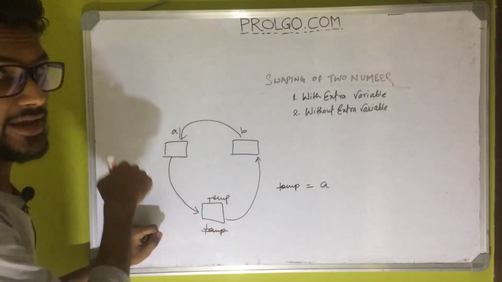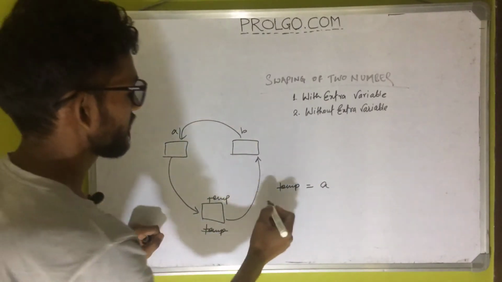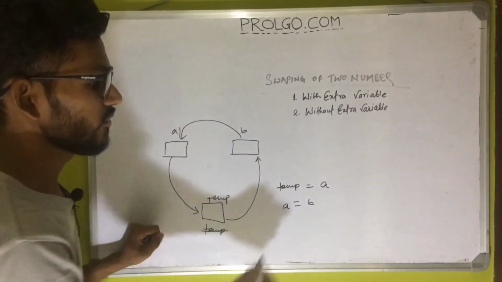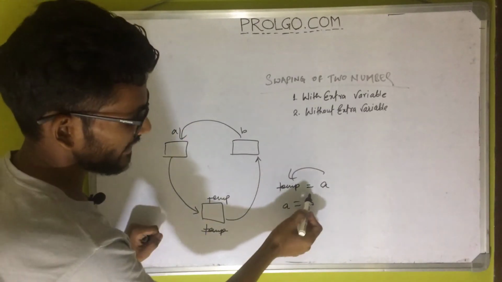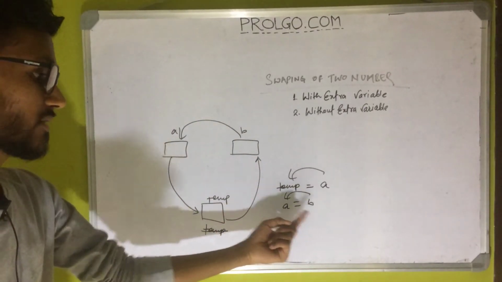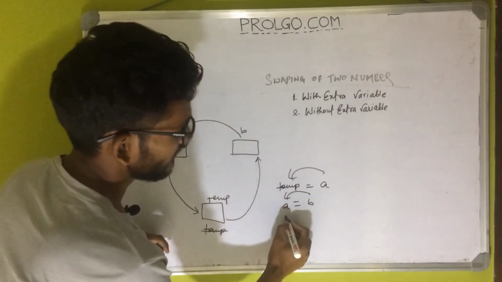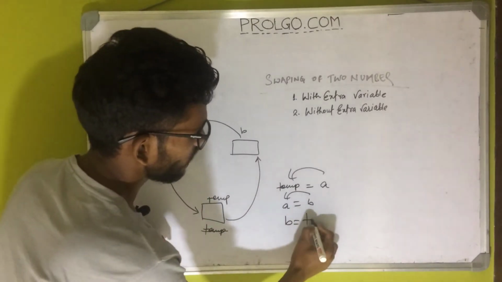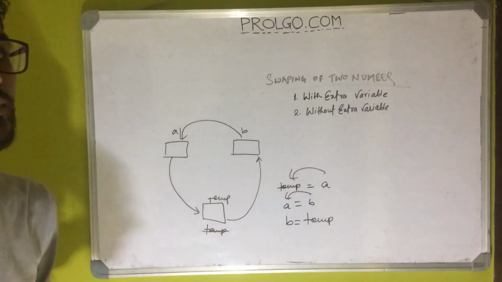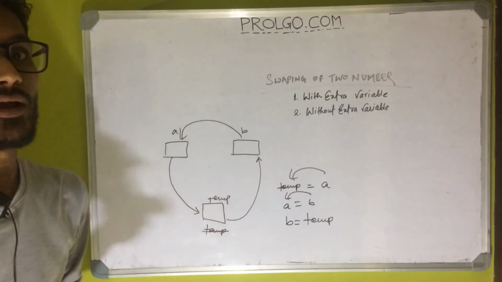Okay, so now A is empty, not actually. And now A is equal to B, so whatever the value inside B will be moved to A. Now B is empty, again not actually, and then B will be equal to temp. So by doing this, our values will be swapped. So let's write a program.